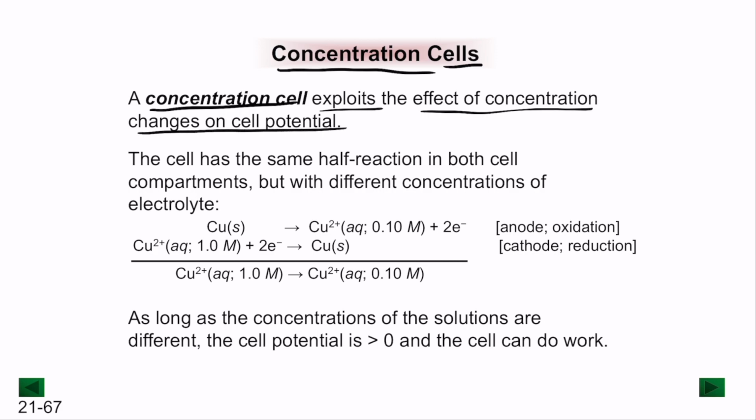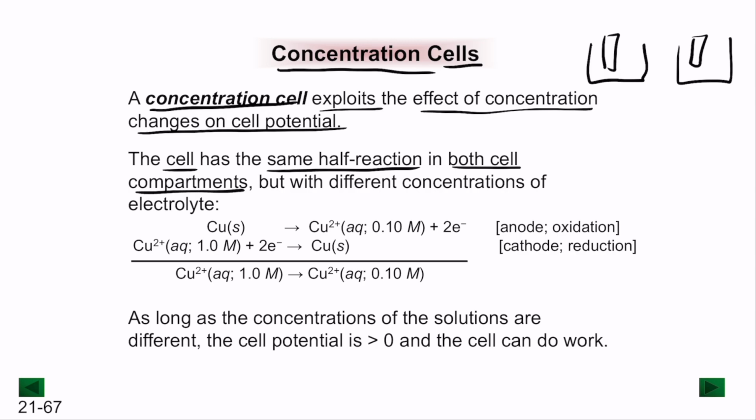What we are doing here is that both the anode and cathode are of the same material but of different concentrations. So we are basically changing the concentrations in a way to make one of them the anode, the other the cathode, and drive the reaction. The cell will have the same half reaction in both cell compartments but with a different concentration of electrolyte. On one side you have the anode, which is the lesser concentration one, which results in oxidation, and you have a cathode that has a higher concentration.